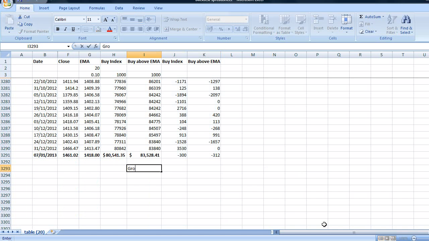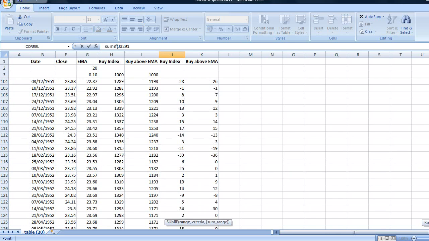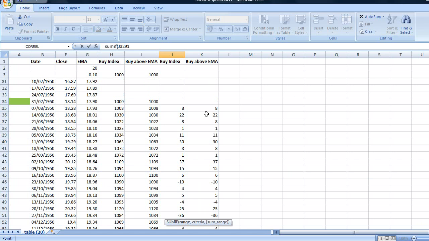The first one of these I'm going to calculate is the gross profit. This is the total amount of profit gained from all the profitable trades. The formula we're going to use is equals sumif. I'm going to put in our range, which is the cells that we've just created in this column. I'm going to put in our criteria, which is greater than zero.